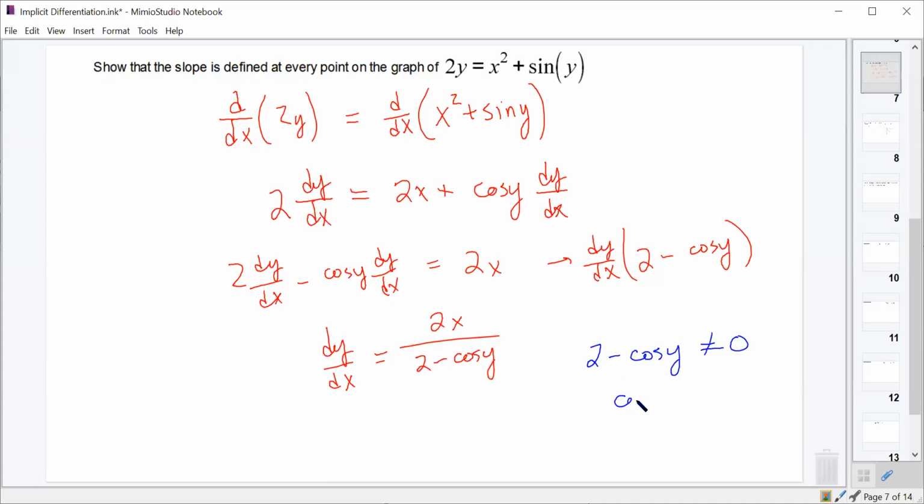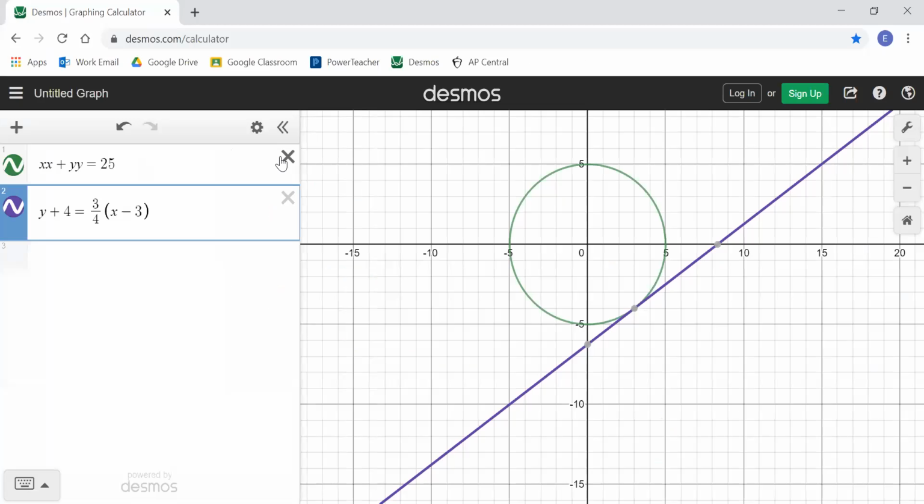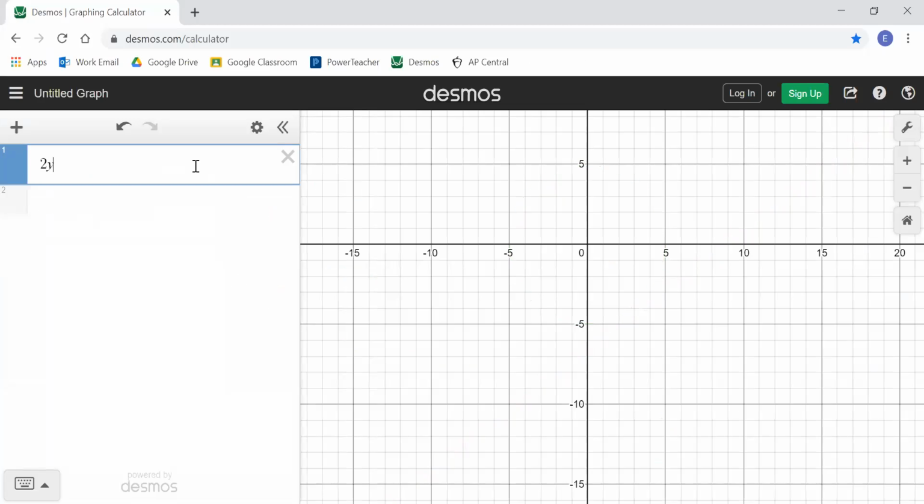Well, that would say that the cosine of y can't be 2. And is that true? Yes. Why? What do you know about the cosine function? Cosine of anything is always in between -1 and +1. So cosine y can never equal 2. And just for fun, let's take a look and see what this function looks like. 2y equals x squared plus sine y.